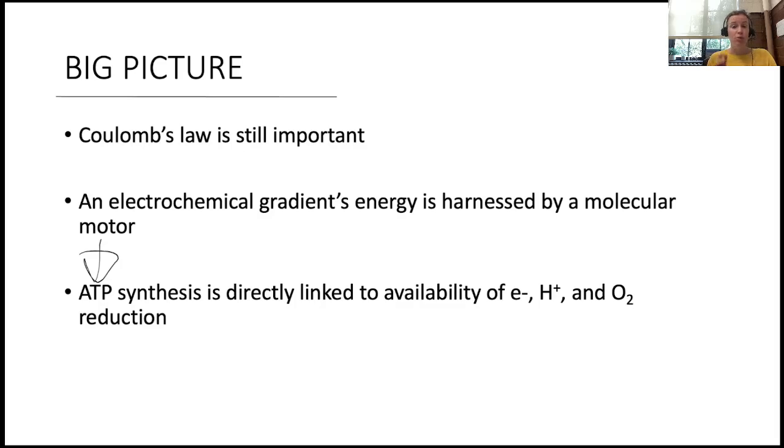Now we saw a kind of cool example of this because we saw how the proton gradient physically moves a protein. So we call ATP synthase a molecular motor because it is physically moving to synthesize this ATP, which is super cool.